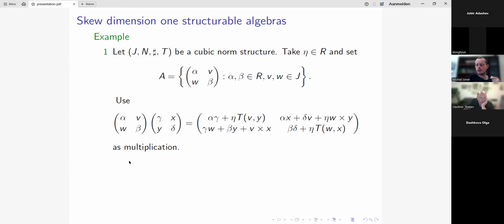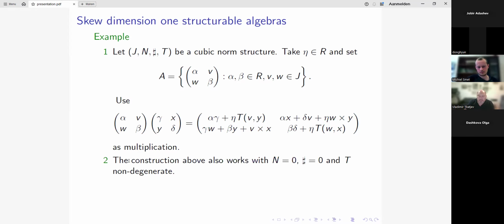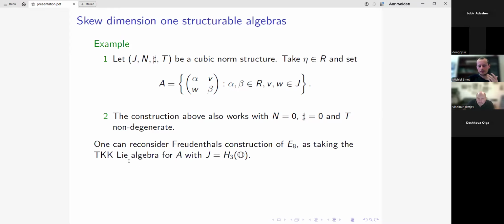Note that there is a certain degree of freedom, this parameter eta, that appears in the multiplication. And this appears because there is some implicit pairing going on between the one copy of J and the second copy of J, which are off-diagonal. We also note that this construction actually also works for n equals 0 and sharp equals 0 and T arbitrary symmetric. I ask it here to be non-degenerate. Why? If T is non-degenerate, you will get a simple algebra.